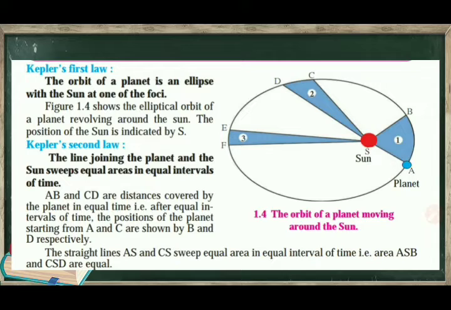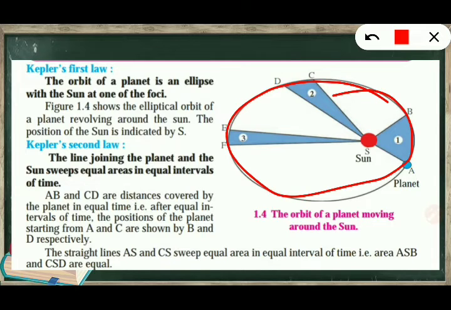The diagram shows the orbit of a planet moving around the sun. Kepler's first law tells us the orbit of a planet is an ellipse, with the sun at one of its foci. It means the orbit is elliptical, and the ellipse has two focal points, and at one of the focal points there is the sun. This simply is Kepler's first law.